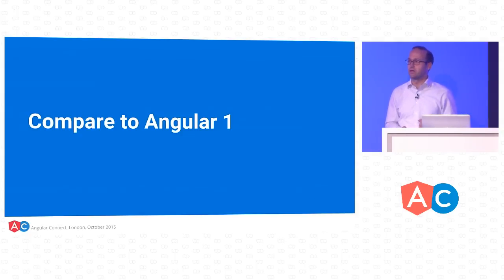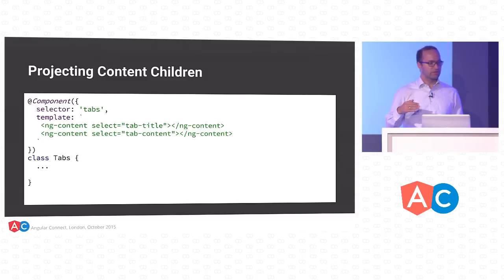So let's compare this to Angular 1. What are the corresponding concepts in Angular 1? So projected content children, this you know as transclusion in Angular 1, right? In Angular 1, though, you can just take all of them or none of them. You would use ng-transclude, and at the place of ng-transclude, all the children would show up.